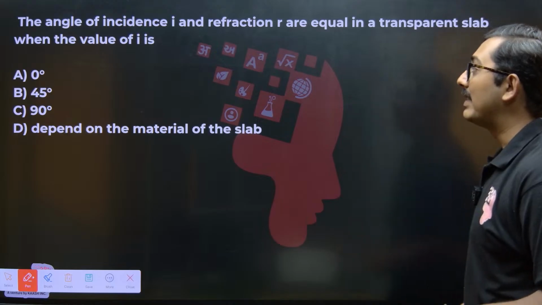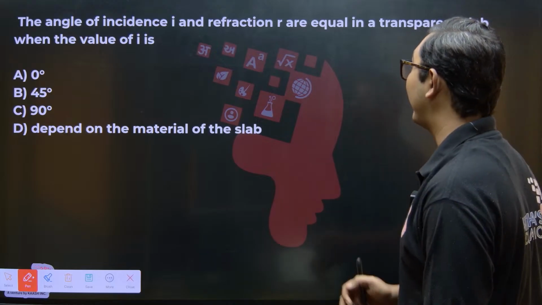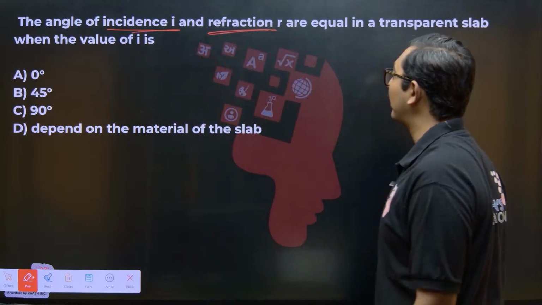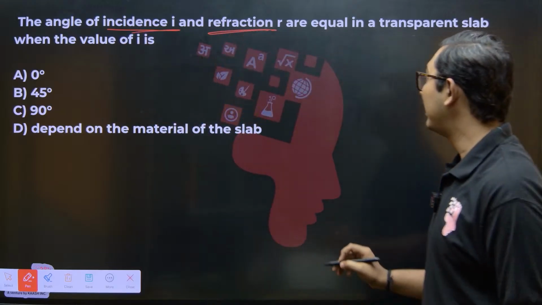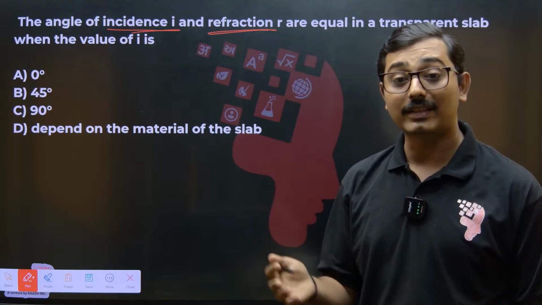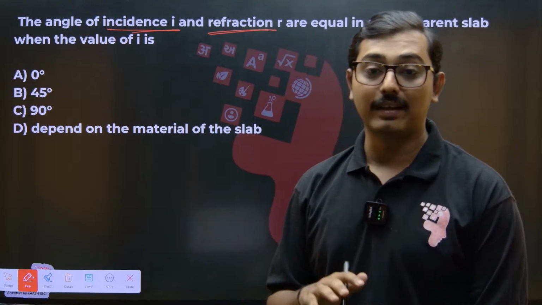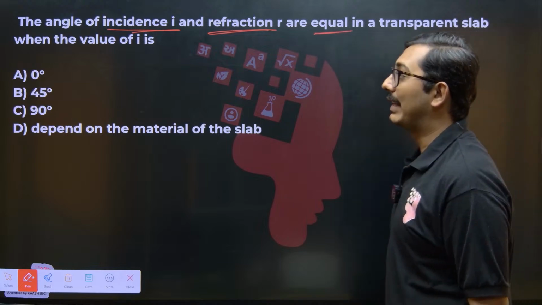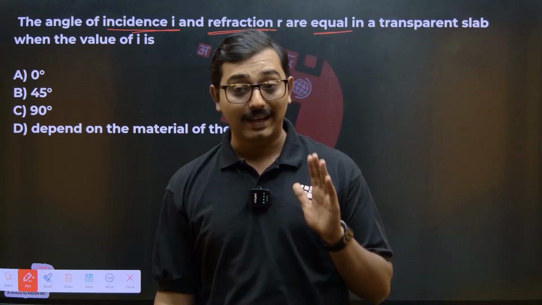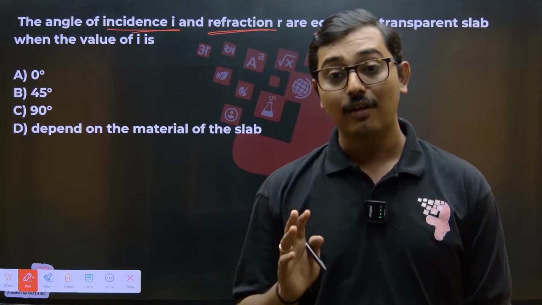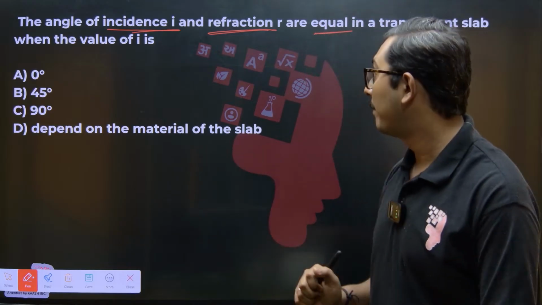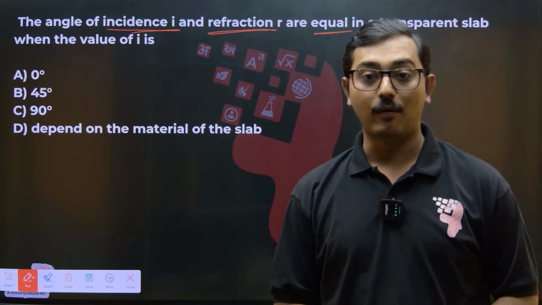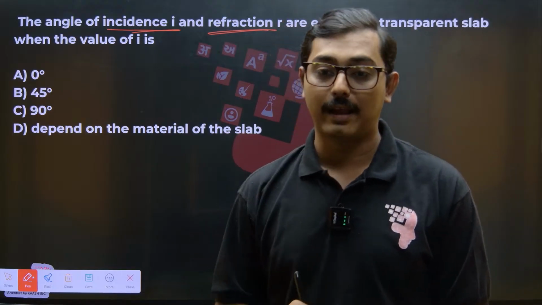The angle of incidence and refraction are equal. Here we are saying that the angles of incidence and refraction are equal, not less than or greater than. They are equal to one another in a transparent slab. Now the ray of light is traveling through the transparent slab. What should be the value of i?